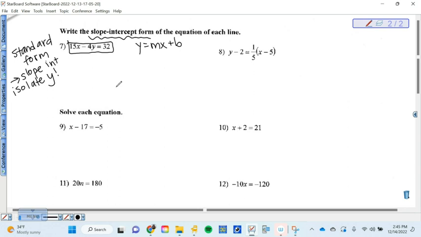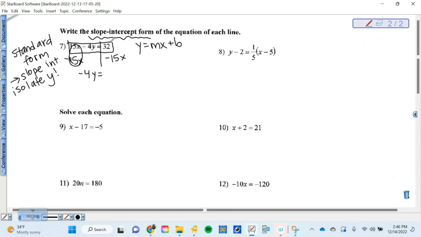What is standing in the way of y being by itself? The 15x and what else? Yeah, that -4, right. So what do I need to get rid of first? That 15x. How do I get rid of a positive 15x? Subtract 15x. So on the left side of my equal sign, those 15x's cancel, and I've got -4y equals.